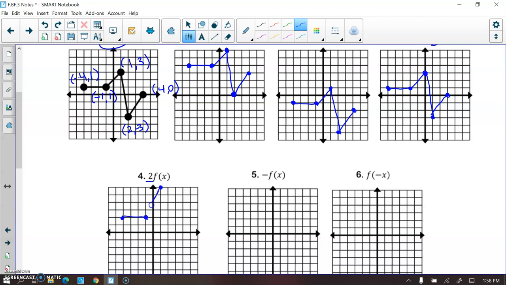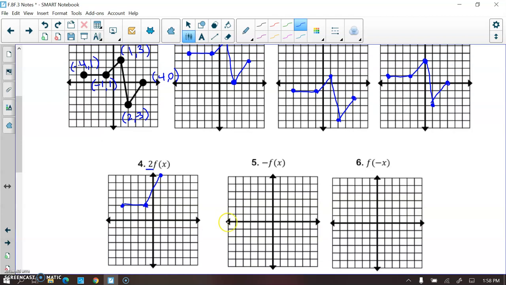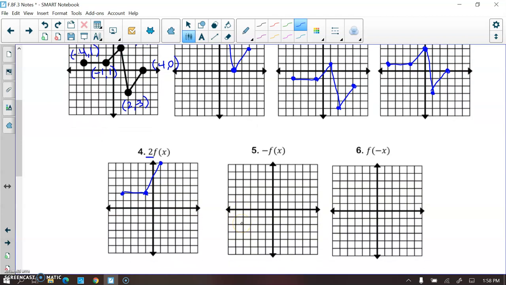I'm going to connect all these for right now. The point 2, -3, I'm going to take my y value of -3 and multiply it by 2. So I get the point 2, -6. And then the point 4, 0, if I multiply my y value by 2, a 0 times a 2 is just a 0, so that point stays where it's at.